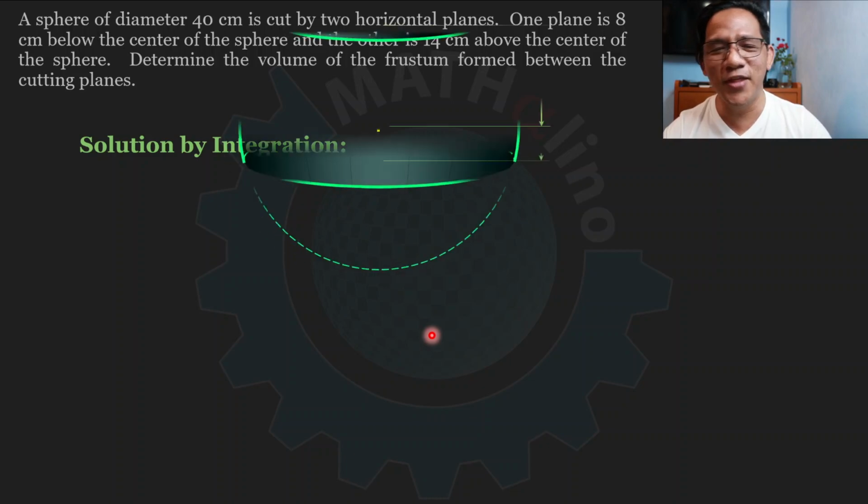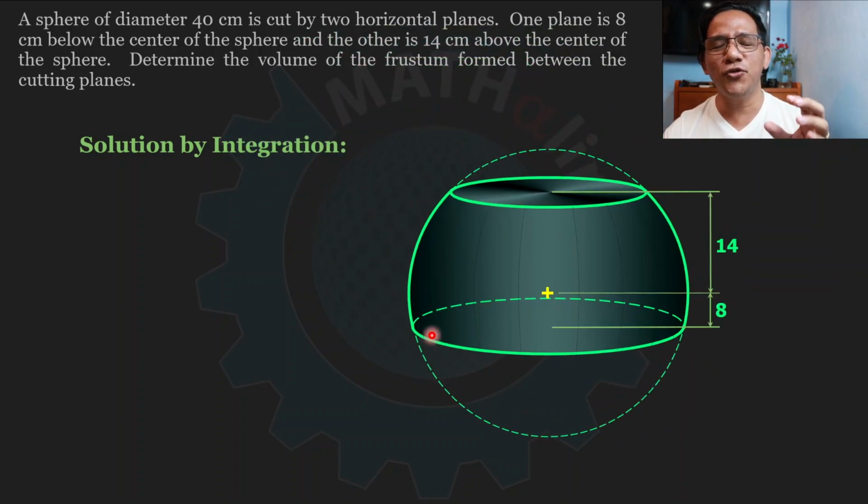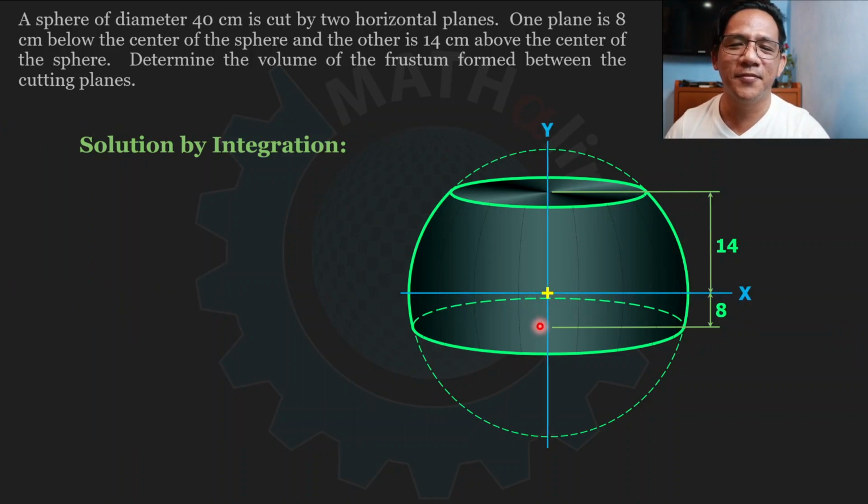Okay? How to do that? We are going to superimpose the xy plane at the center of our sphere. So we are going to make this point the origin of our xy plane. And therefore, we can define the circle. That is the required prerequisite for using integration. You need to create an equation, meaning analytic geometry.